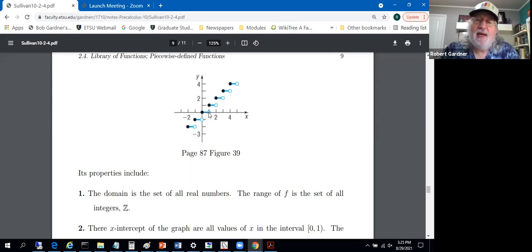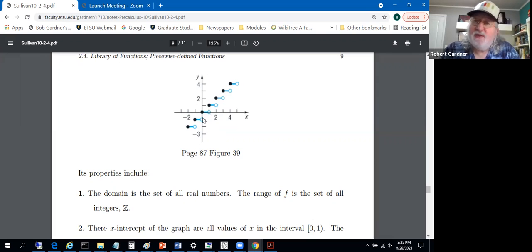It touches the x-axis at all these points here. That's every x value between 0 and 1, including 0 and excluding 1. Look at the dark circles versus the open circles, the shaded in circles versus the open circles. So not 1 itself, but everything else between 0 and 1, including 0. So x-intercepts include 0, exclude 1, and everything in between is included.